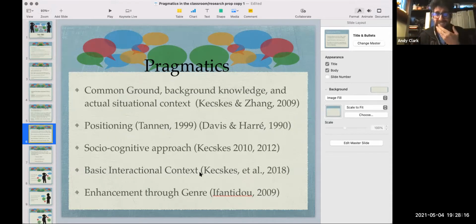Basic interactional context. I'm not going to talk about SCA. Basic interactional context. The professor said that we all have this basic interactional context. It's a system. It's not language-based. It's not culture-based necessarily. But we all have it.